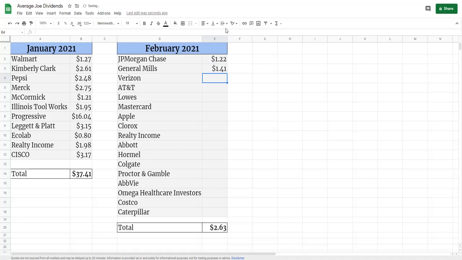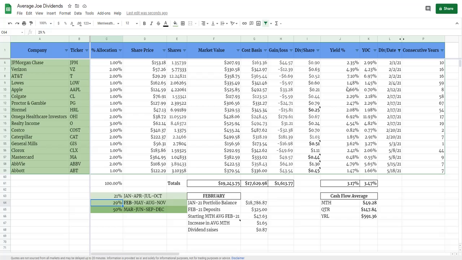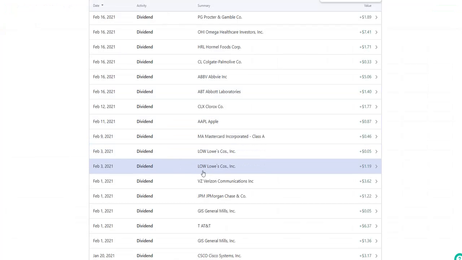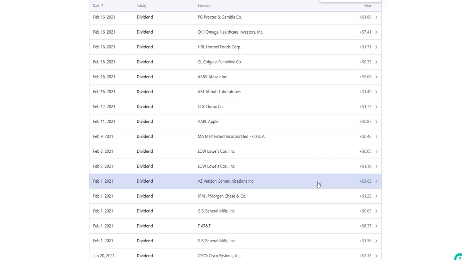And these are arranged in chronological order. Let me go back to the sheet. Where I've got a dividend date, these are chronological. These are in May because I got new dividend dates, so I changed those out. So this would be like a February 3rd, February 8th, etc. So let's go back here to the list. We'll pull Verizon. We've got $3.62 from Verizon.